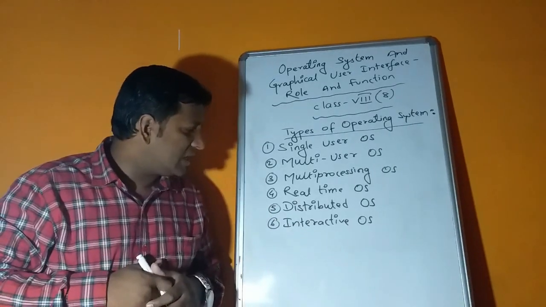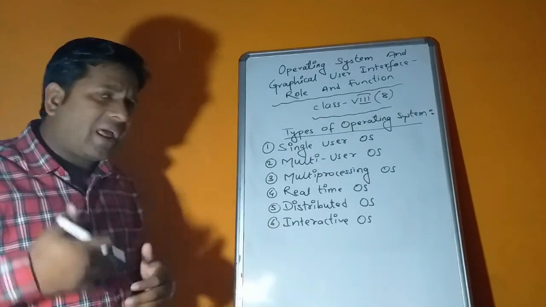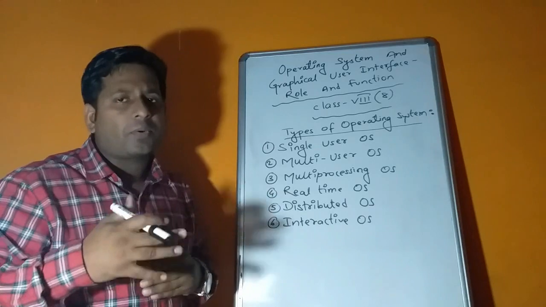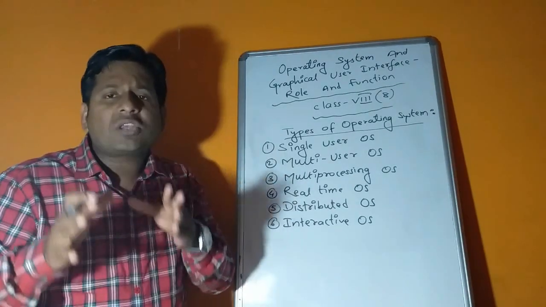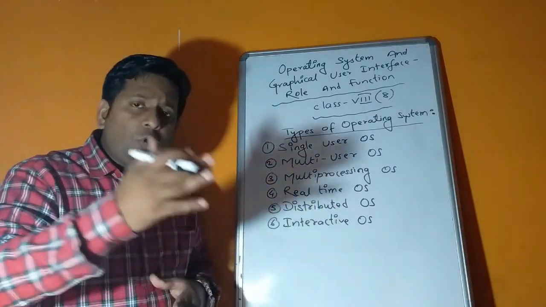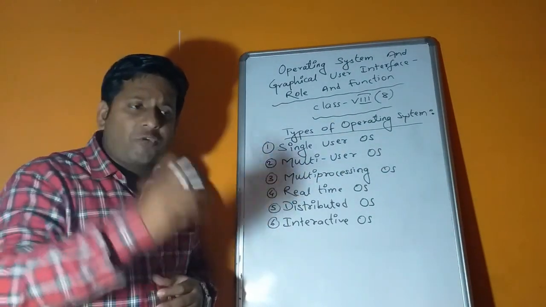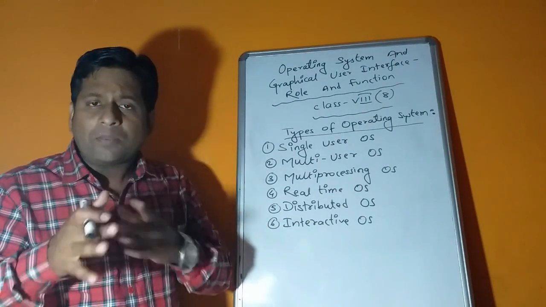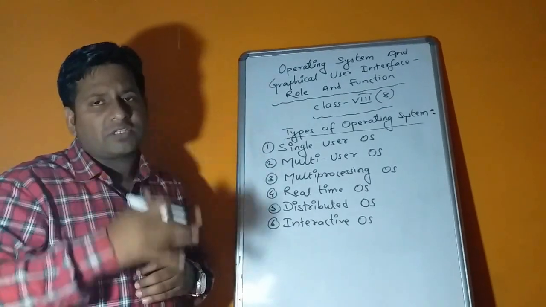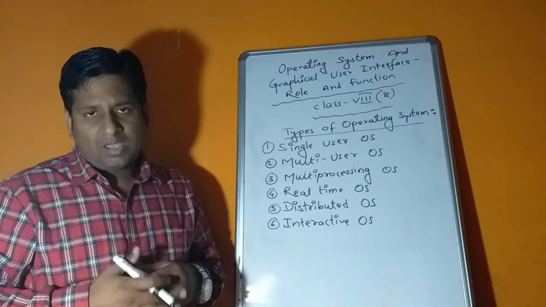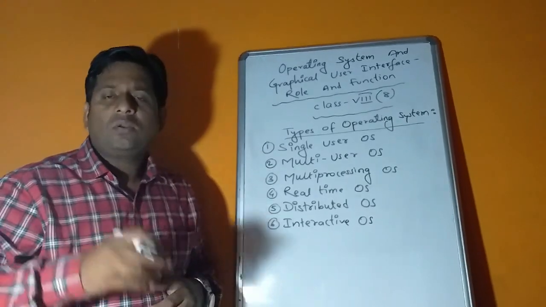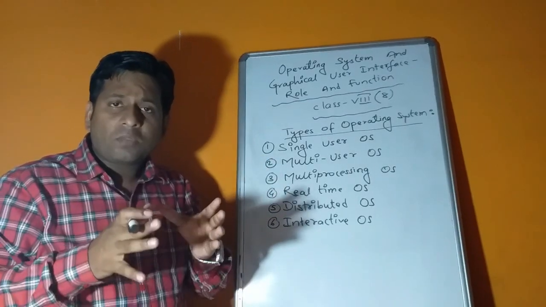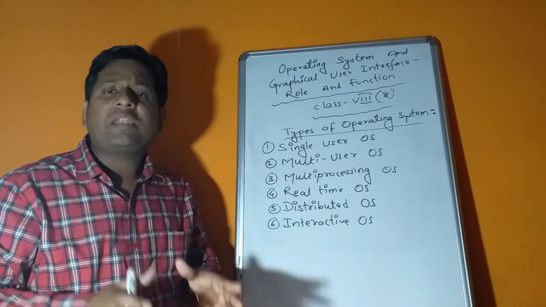And number six is the interactive operating system. This is the most common and most familiar. Today, almost every person is using an interactive operating system. Graphical user interface. The graphic part is there. You can read, you can interact, you can see, you can do all sorts of work. It's a very easy and very simple type of operating system. An interface is provided to us. And the best example of an interactive operating system is Windows. Is this clear, students?